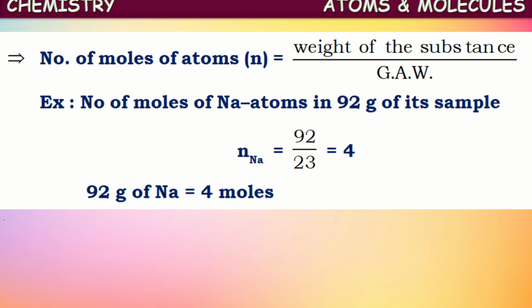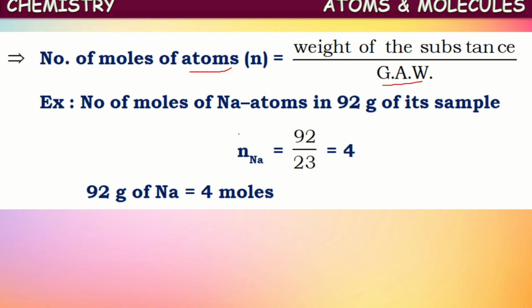For example, see here, the number of moles of atoms, we know from the weight of the substance by gram atomic weight. Here the number of moles of atoms is given. In the case of atoms, we need to take gram atomic weight. For the number of moles of molecules, we need to take gram molecular weight. The number of moles is denoted by small n.